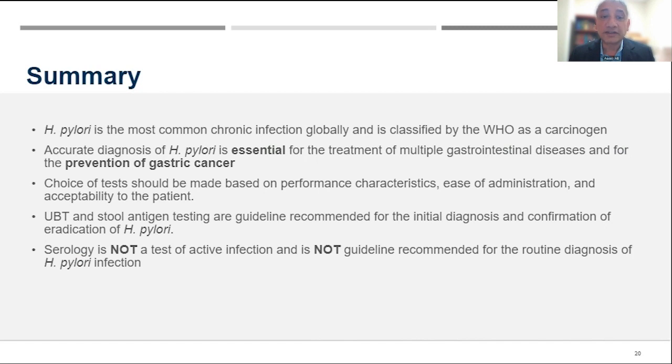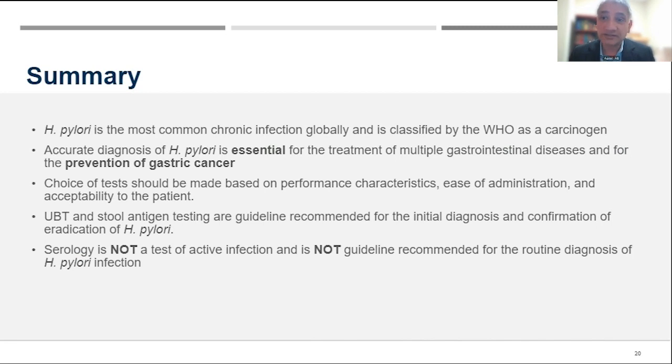A variety of tests are available, but the tests that are ideal for testing and the most accurate are the non-invasive tests of active infection. We should pay attention to patient preference and patient characteristics to determine what the appropriate test might be in each individual patient. Urea breath test and stool antigen testing are both supported by the current American College of Gastroenterology and other guidelines for both the initial diagnosis of H. pylori and for confirmation of eradication.